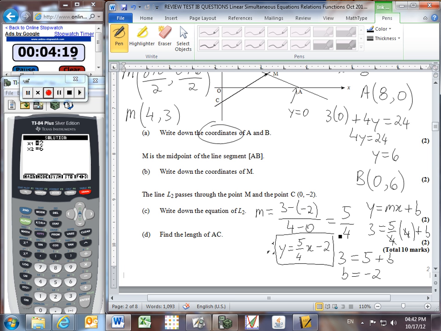And lastly, part D, let's find the length of AC. So we need to find the distance, using the distance formula, between point A and point C. Now your distance formula is the square root of the difference between the x-coordinates squared plus the difference between the y-coordinates squared. In this case, our x-coordinate of A is 8, and the x-coordinate of C is 0. And so their difference is going to be 8 units. And then the difference between the y-coordinates, 0 minus -2.